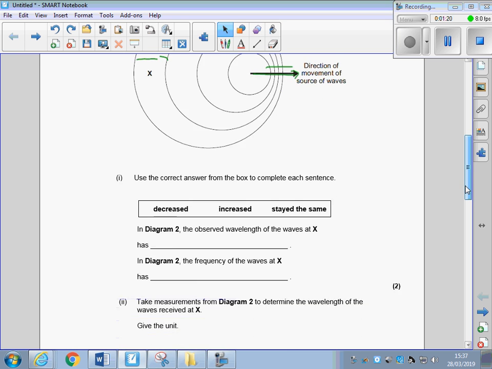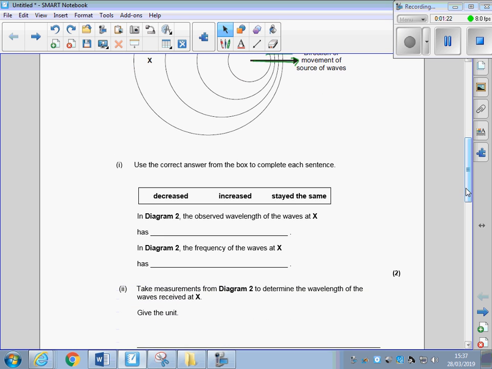And if the source is moving away from you, the wavelengths stretch out. So it asks us, in diagram 2, the observed wavelength of the waves that X has. Well, we can see the wavelength has got bigger, so that is increased.